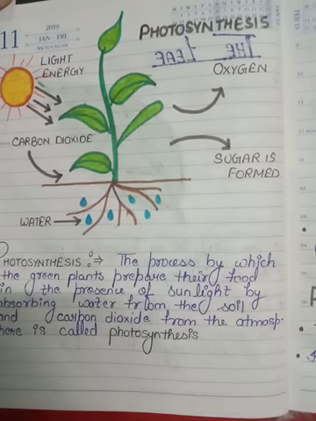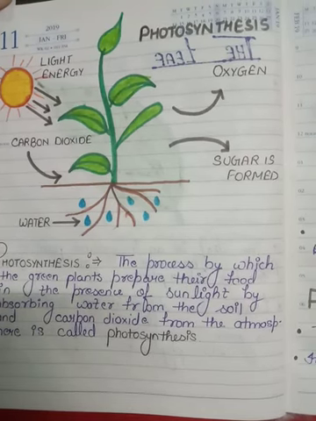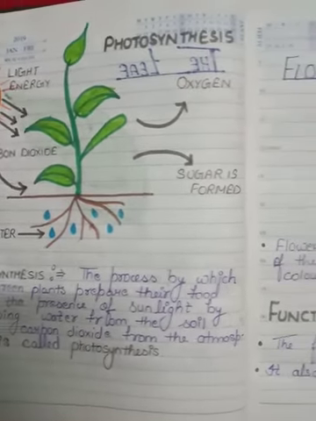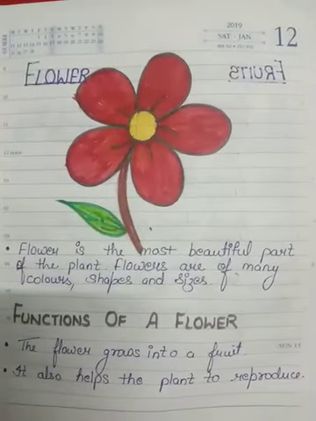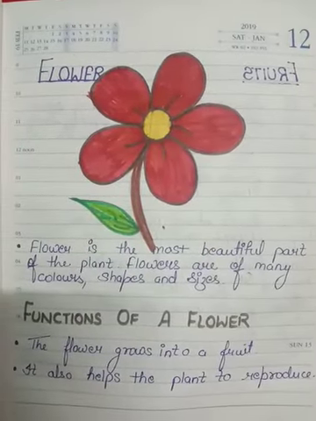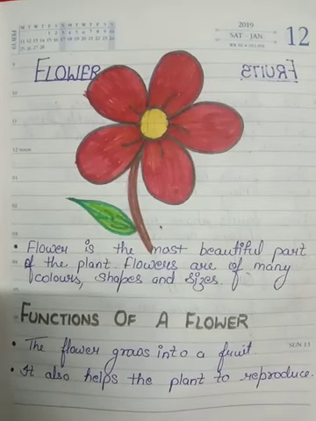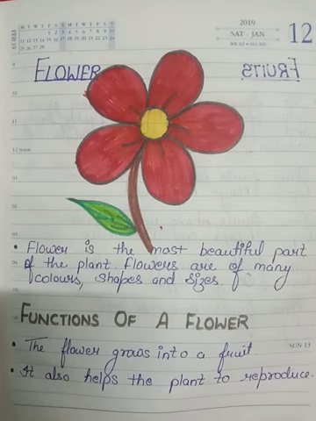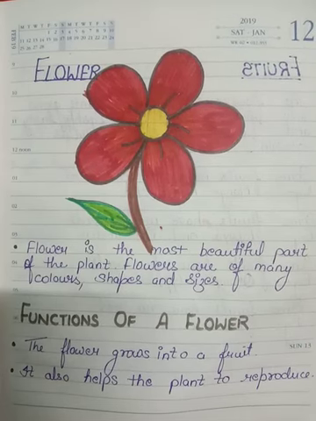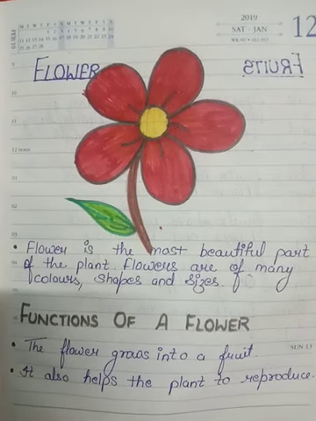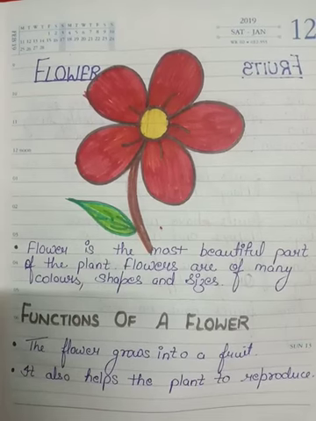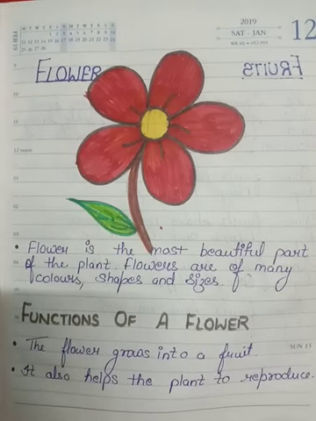Now we will discuss about the most beautiful part, the flower. What is it? It is a flower. Flower is the most beautiful part of the plant. Flowers are of many colors as well as shape and sizes. What is the function of a flower?